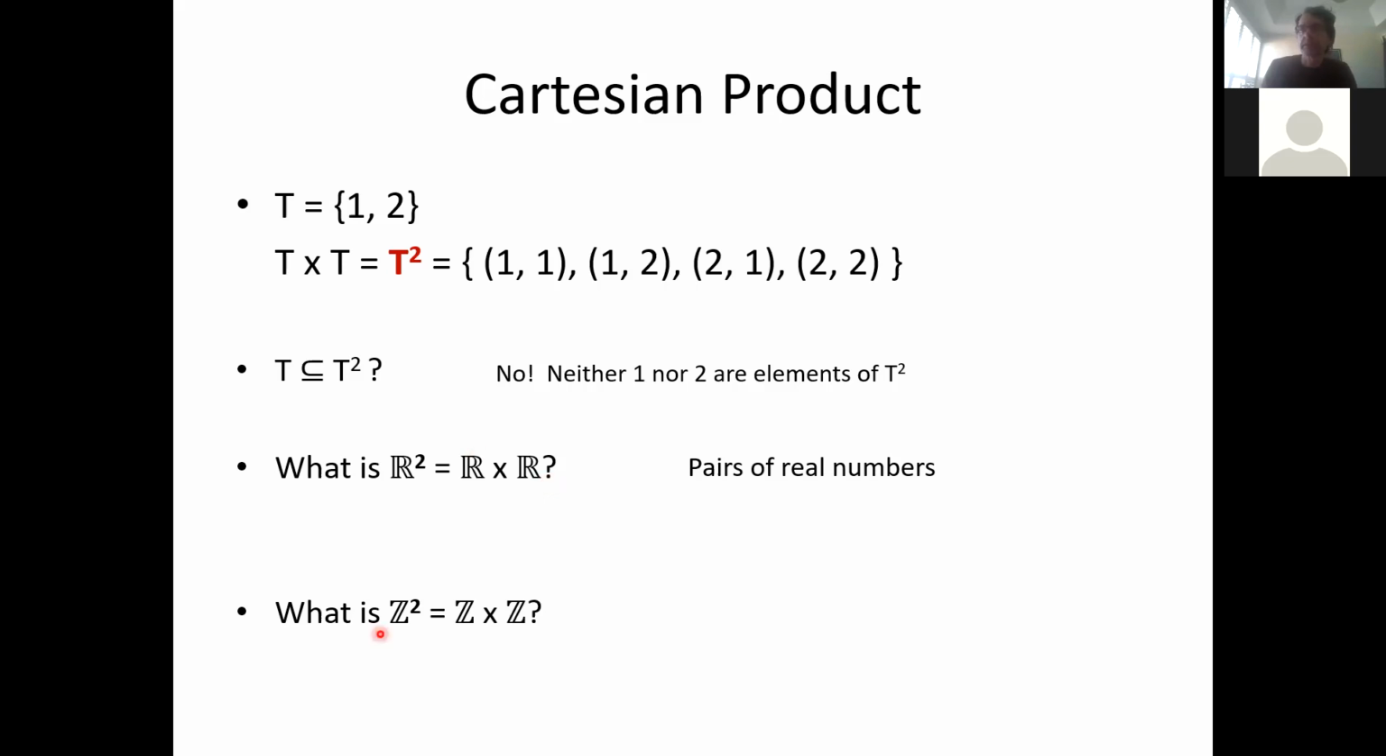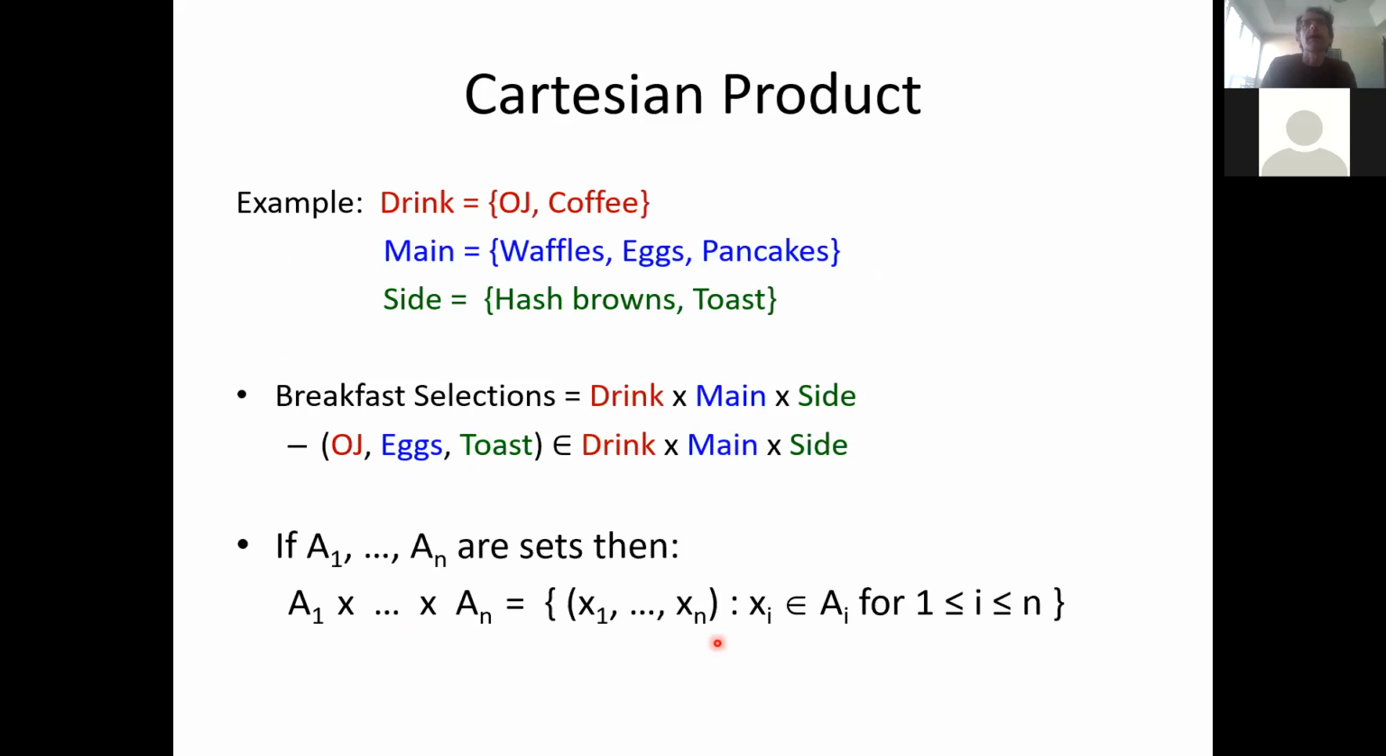What is Z squared? Z is the integers, so Z squared is the set of pairs of integers. On a plane, if we draw a lattice along all the integer intervals and make dots on them, these will be pairs of integers. So here is a computer science example.